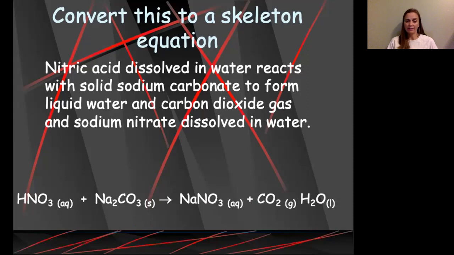Is this balanced? Doesn't look balanced to me, because if I look at this, I can see that over here I have 2 sodiums and over here I have only 1. So I know right off the bat, without looking at anything else, that this is not balanced. So I'm going to need to fix that. I also have 1 hydrogen here and 2 hydrogens there. So how are we going to balance an equation?